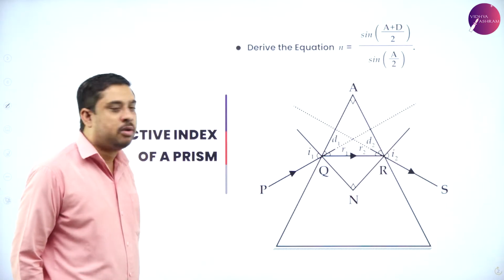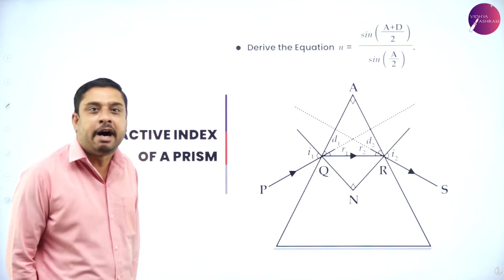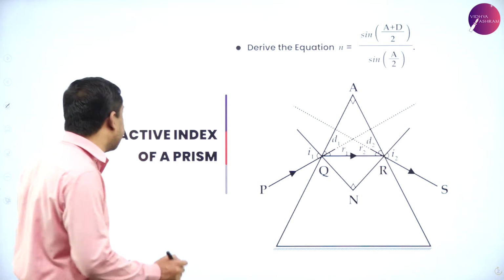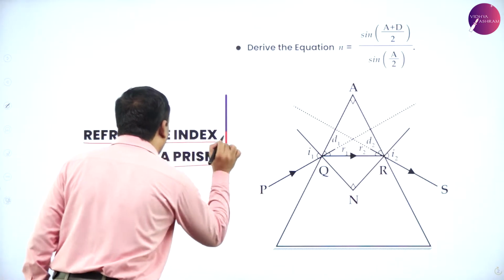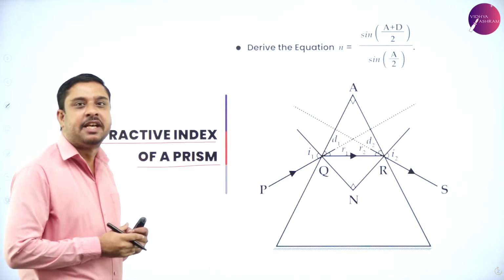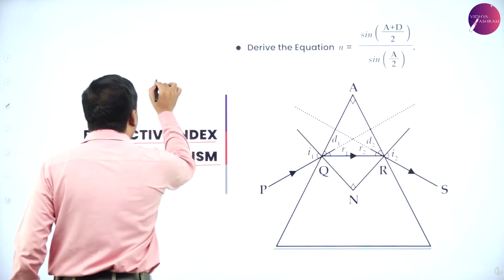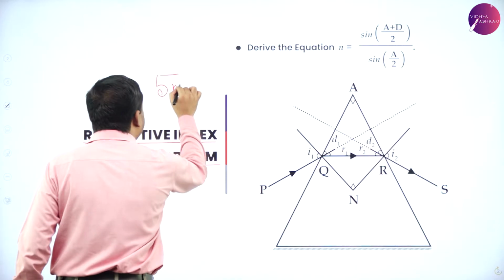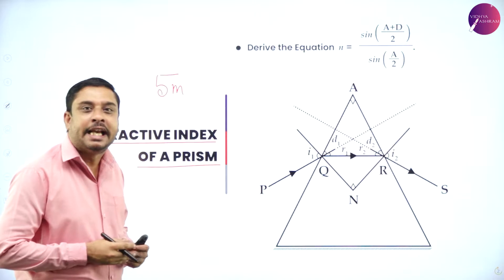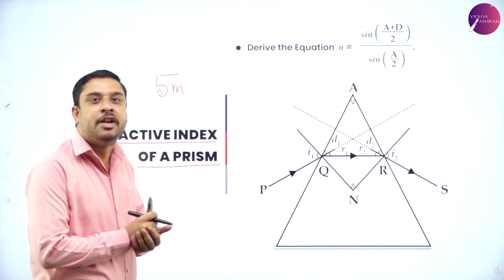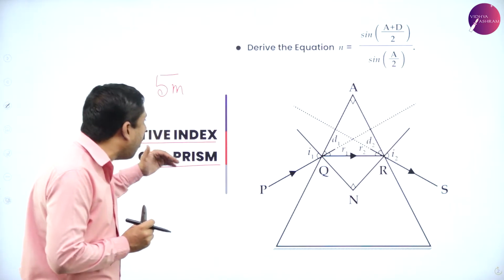So the first concept, or the first bookwork I begin here, is to derive an expression for the refractive index of a prism. Very much asked 5-mark question in the examination. To derive an expression for the refractive index of a prism.